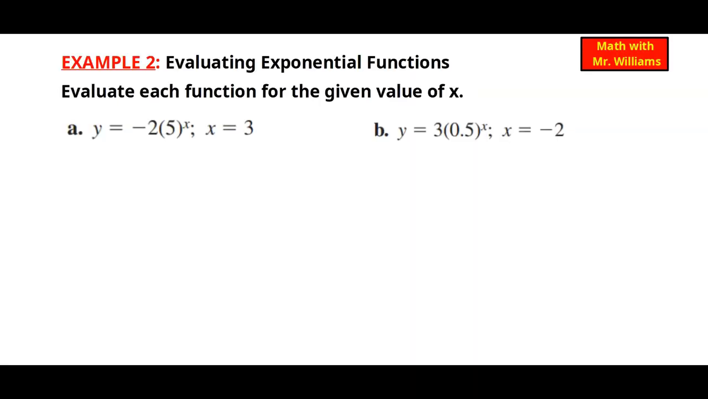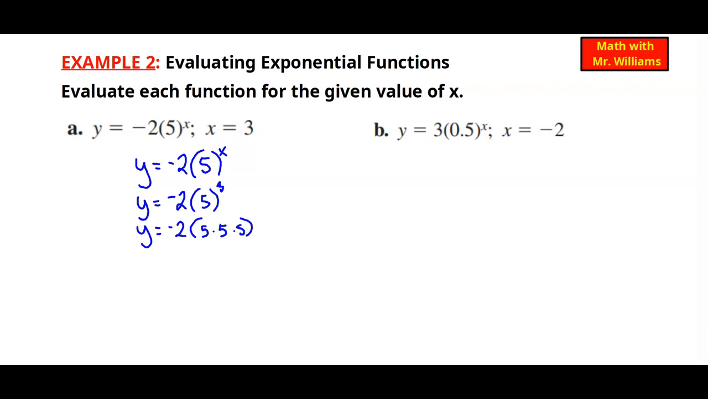Example 2, evaluating exponential functions. Math with Mr. Williams. Evaluate each function for the given value of x. So here for A, we have y equals -2 times 5 to the x exponent. The x is going to be 3. So let's write down our function here, and now we're going to substitute 3 in for the x. Now we're going to evaluate the power, and now we're going to multiply this out. And finally, -2 times 125 will give us -250.